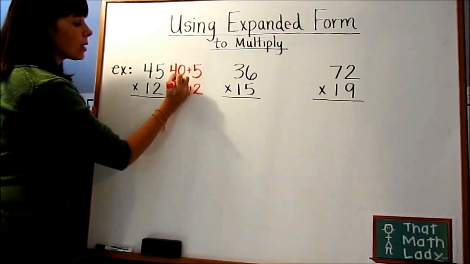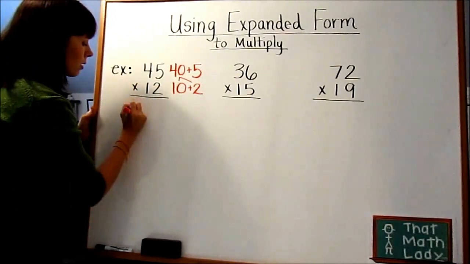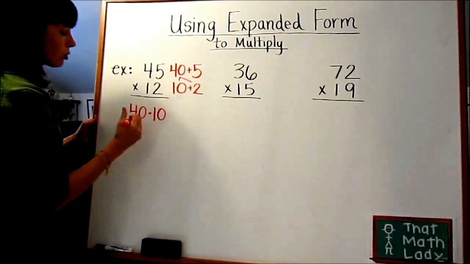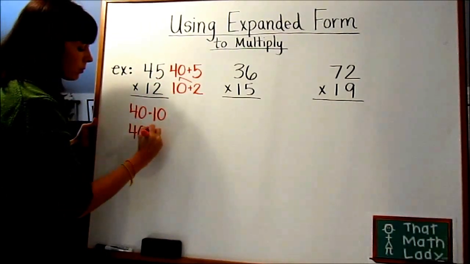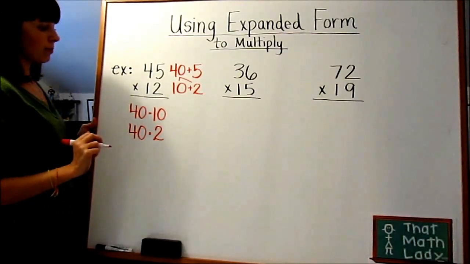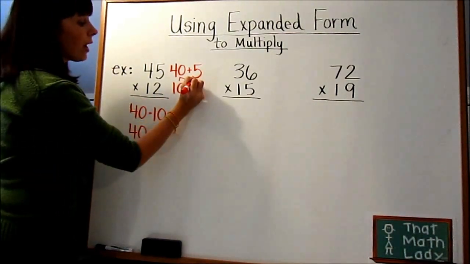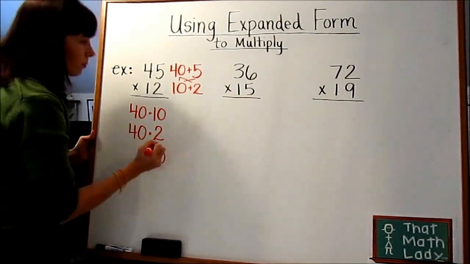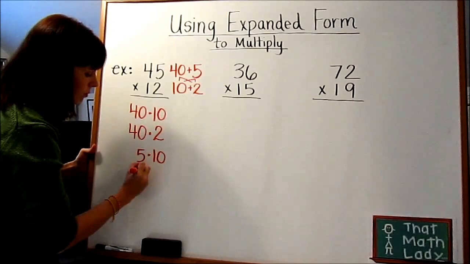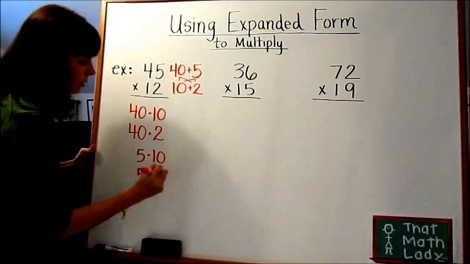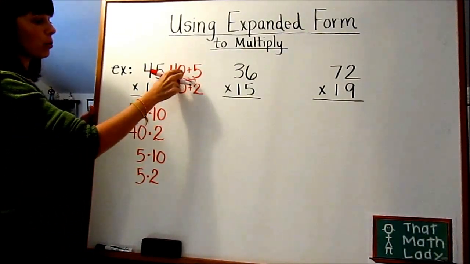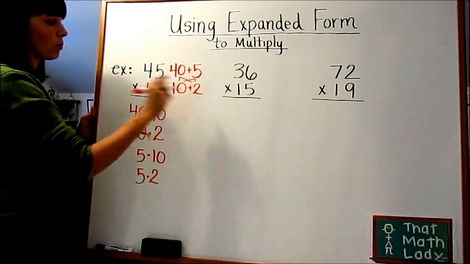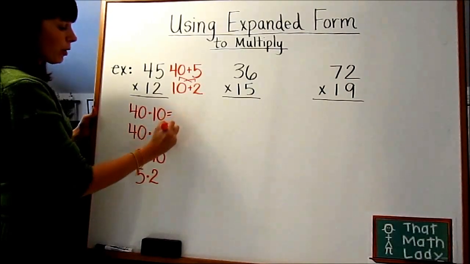So I'm going to do 40 times 10 and 40 times 2. And then I'm also going to do 5 times 10 and 5 times 2. So as you can see, I took this number and multiplied it against both of my lower numbers, and I took this number and I also multiplied it against both of my lower numbers. And then I'm going to figure out what the products of these are.